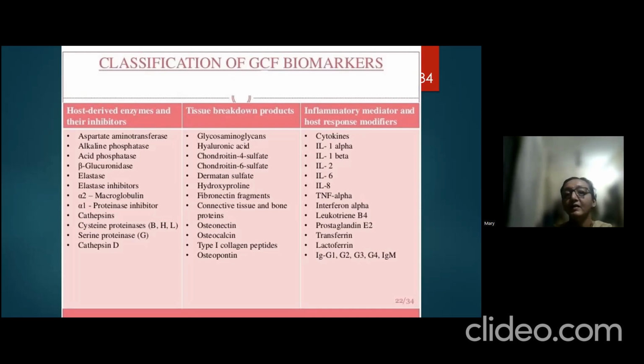And also the inflammatory mediators and host response modifiers include the cytokines interleukin 1 alpha, 1 beta, 2, 6, 8, then tumor necrosis factor alpha, interferon alpha, leukotriene B4, prostaglandin E2, transferrin, lactoferrin, and immunoglobulins, which include G1, G2, G3, G4, and immunoglobulin M. So these are the different enzymes, tissue breakdown products, and inflammatory mediators found in the gingival crevicular fluid. So let's go through some of the important and most diagnostically useful biomarkers.